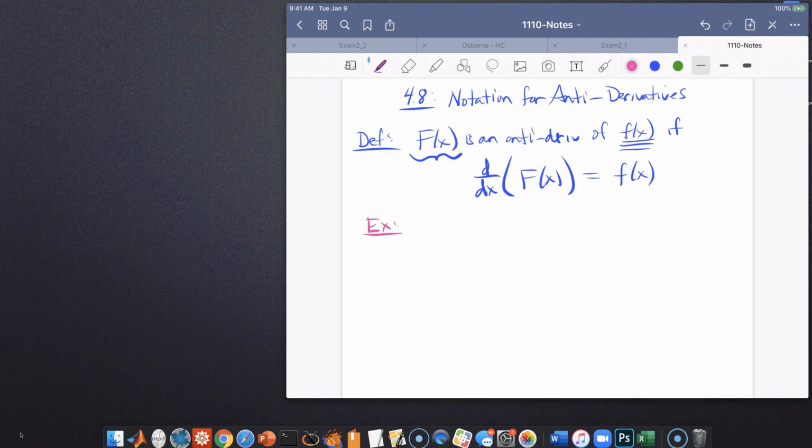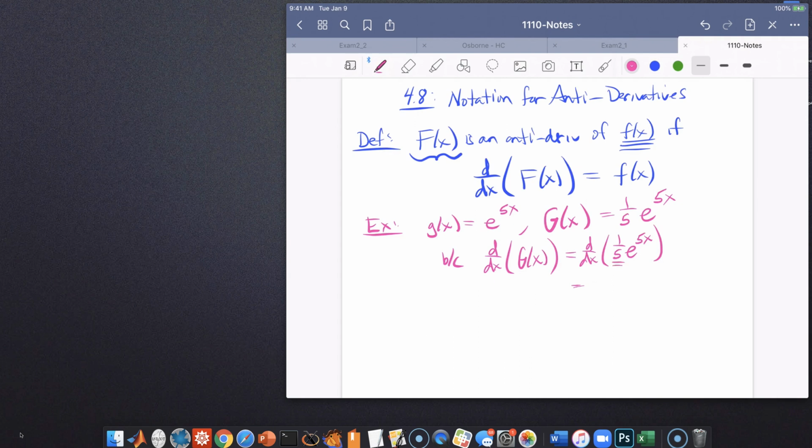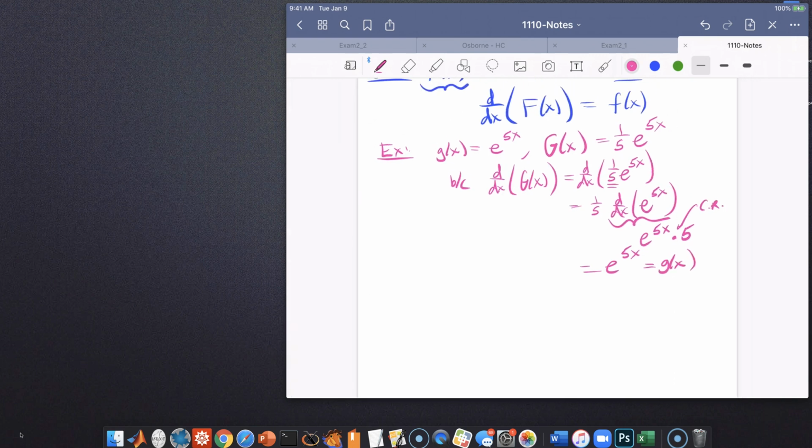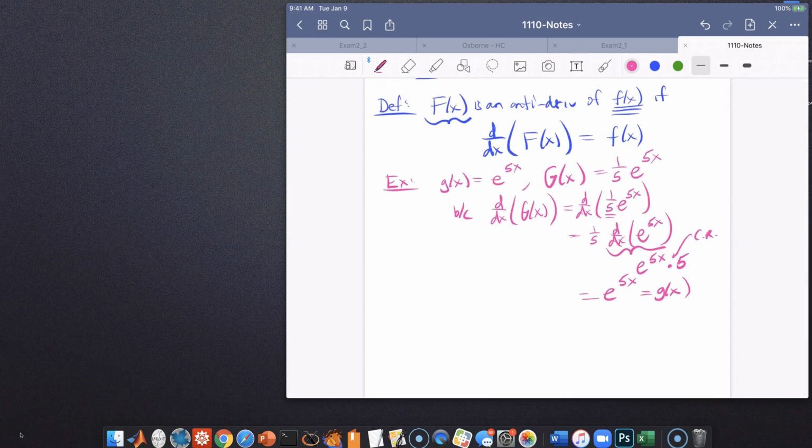So for example, if we had g of x equal to e to the 5x, we could say the antiderivative of e to the 5x is 1/5 e to the 5x, because when you take the derivative of this big G of x, or antiderivative function, by properties of derivatives, the 1/5 as a constant comes out in front. The derivative of e to the 5x is e to the 5x multiplied by 5 because of the chain rule, and then the 1/5 and the 5 cancel out and you're left with e to the 5x, which is equal to the function little g. So the big letter, little letter function notation is one way of doing antiderivatives.